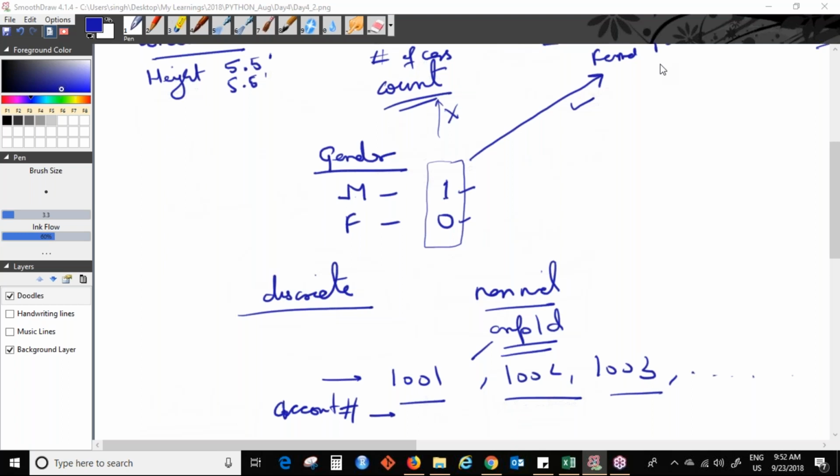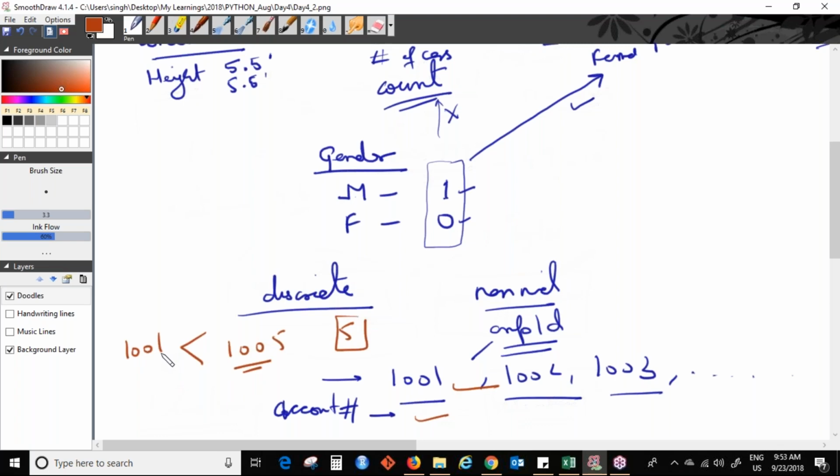So the answer is that they are nominal. Harsh, employee ID or bank account numbers are nominal. Why? Because these numbers do not have any numerical sense. When you say somebody has employee ID 1001 and somebody else has employee ID 1005, this doesn't mean that this employee is greater than that employee, or that this employee is 5 times greater than that employee.